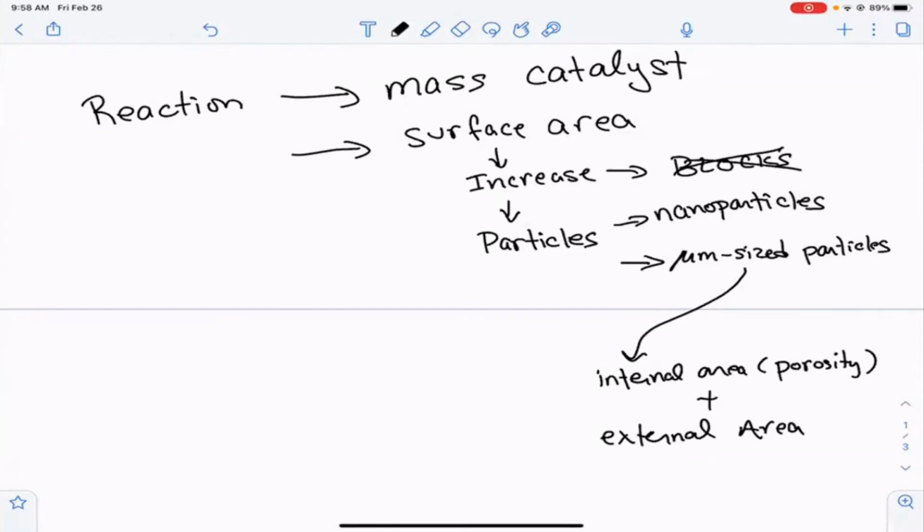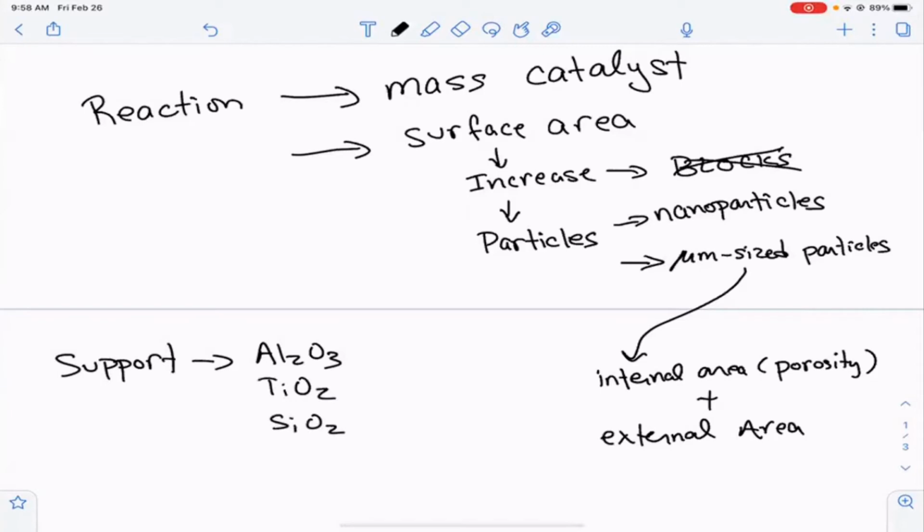So what we do is we disperse catalysts, and we disperse them on a support material. Okay. And there are lots of different types of supports. There's very common ones like alumina. That's a very, very common one. Titania is very common. Silica is very common. Ceria is also very common, right? These are really, really common in chemical reactors.